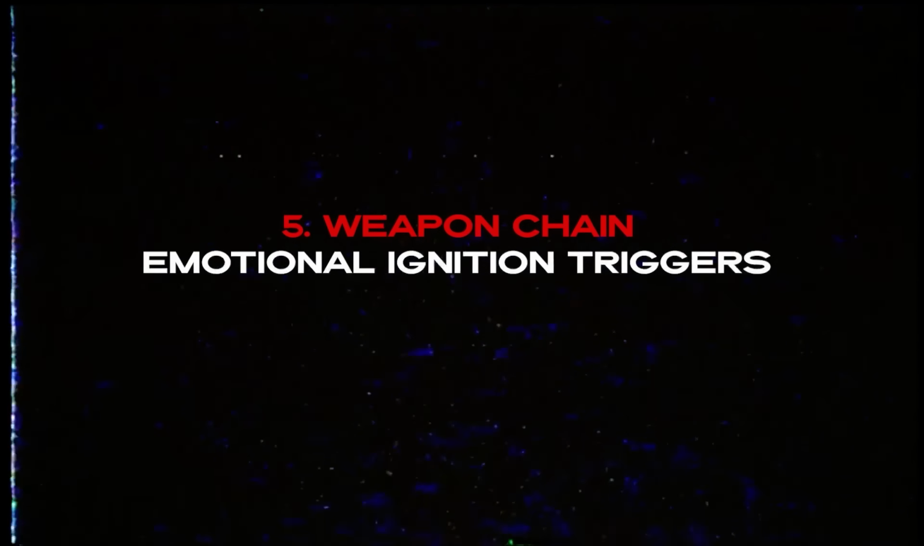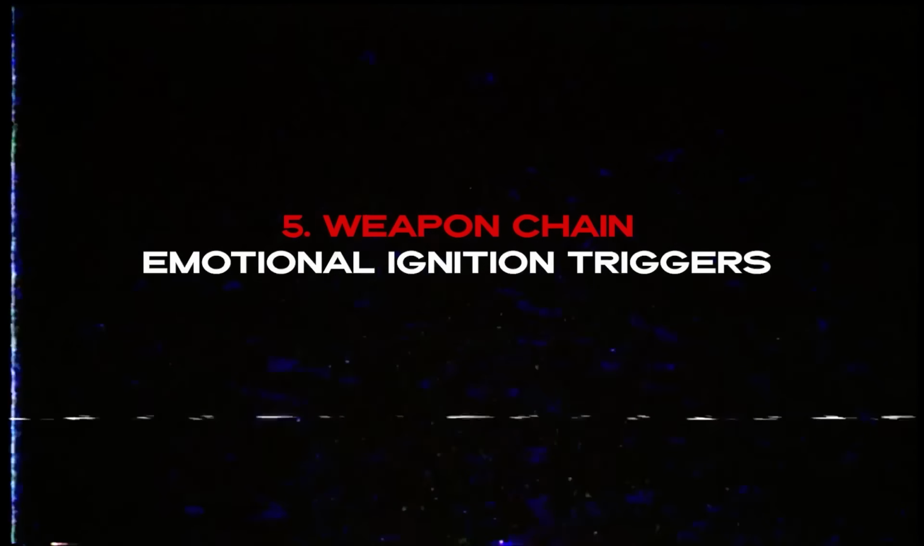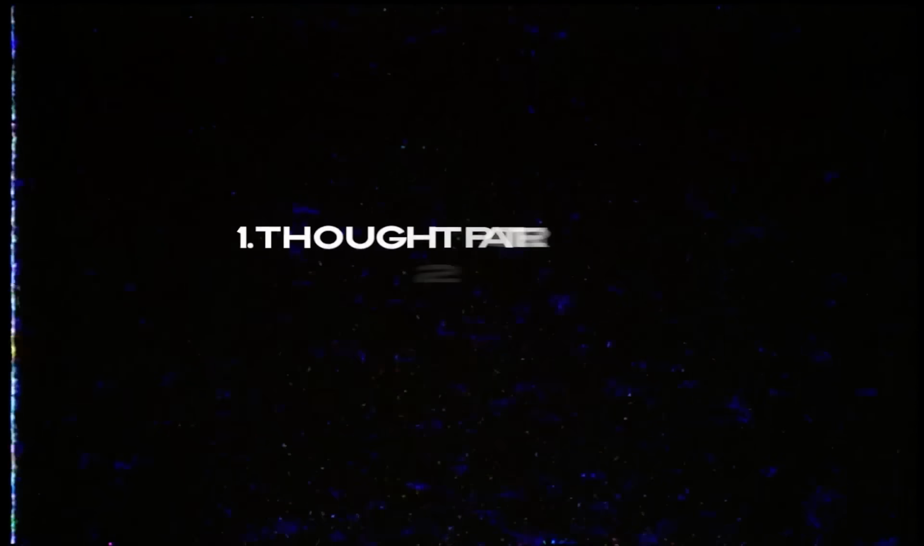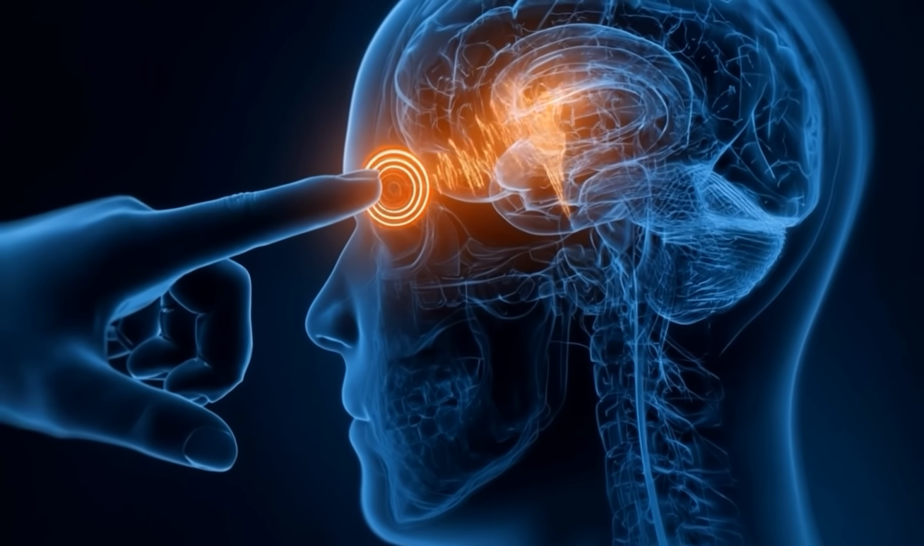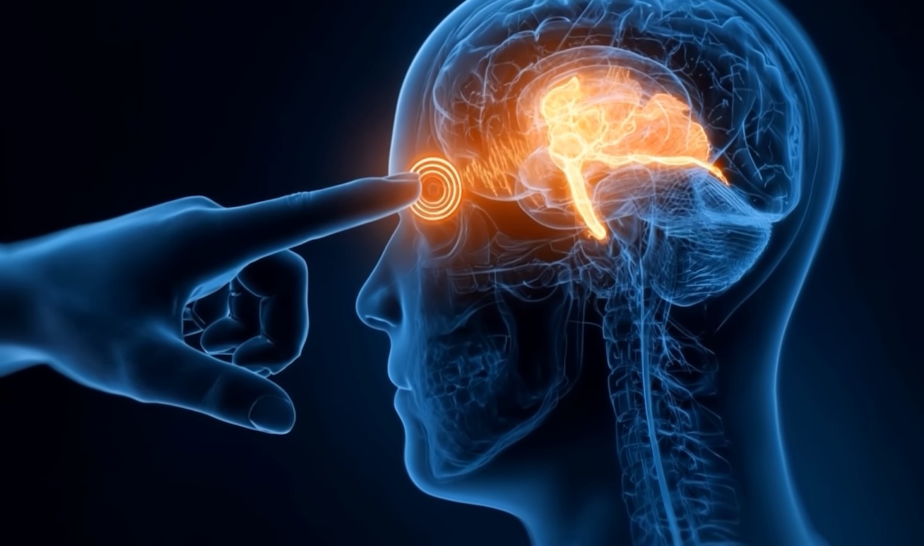Weapons class number 5, emotional ignition triggers. The first 4, they work on 3 main levers: thought patterns, identity, and perception. This one's going straight to the body. So an emotional ignition trigger is a sentence that forces them to feel something before the conscious mind decides whether it wants to. And the dissociation principle is critical for you to be doing here.